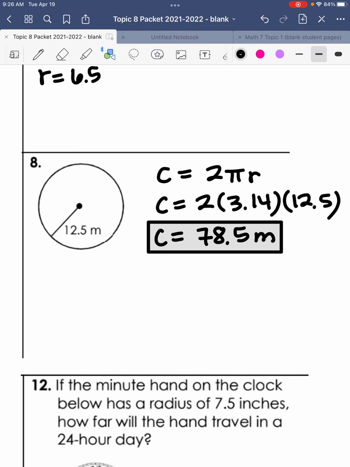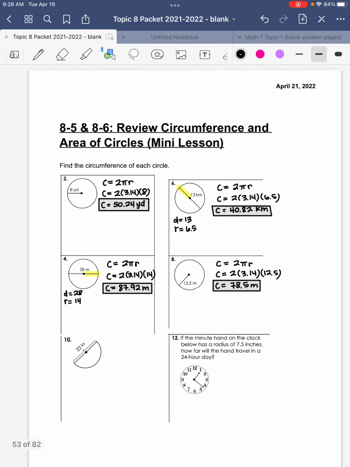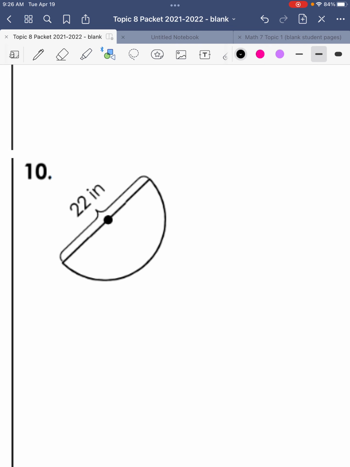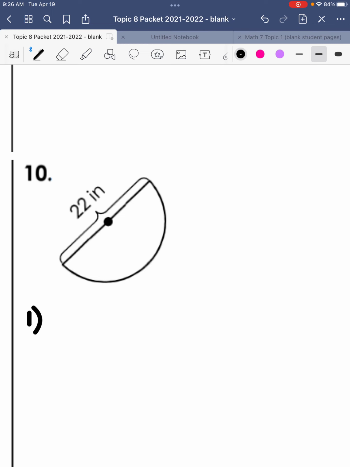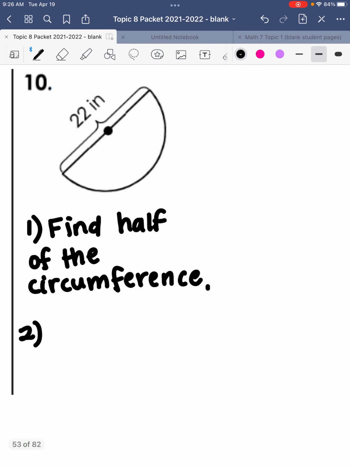Okay. So now let's move on to number 10. So this one's different because it's a semicircle. So we know that a semicircle is half of a circle, but there's a method that I have to follow here. So step 1, I'm going to find half of the circumference. And then step 2 is that I need to add the diameter.